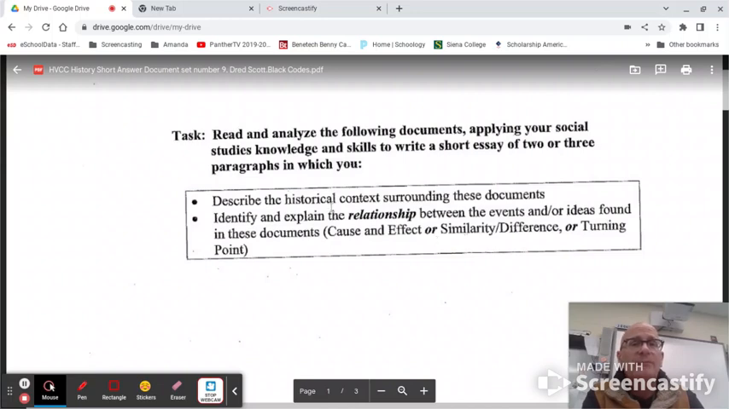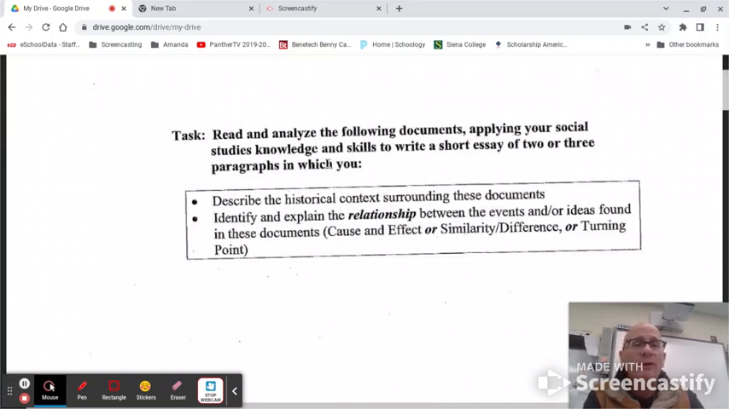Now, that said, we are only going to be looking at one document set today. And as you can see, it is a document set that you typically are going to see as the first document set on your Regents exam. So bet your bottom dollar in June, you will see an identical box like this in which, in the first bullet point, you're going to be asked to describe the historical context surrounding the 2 documents.